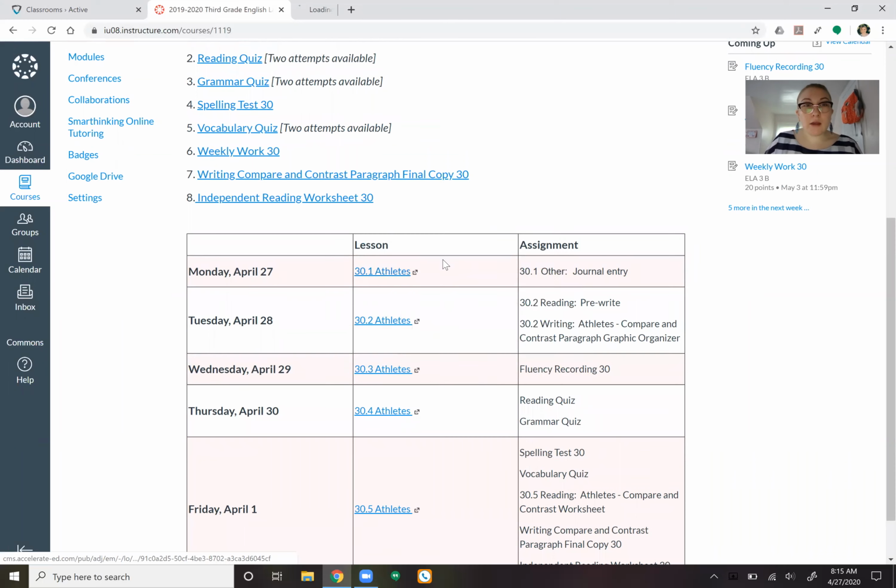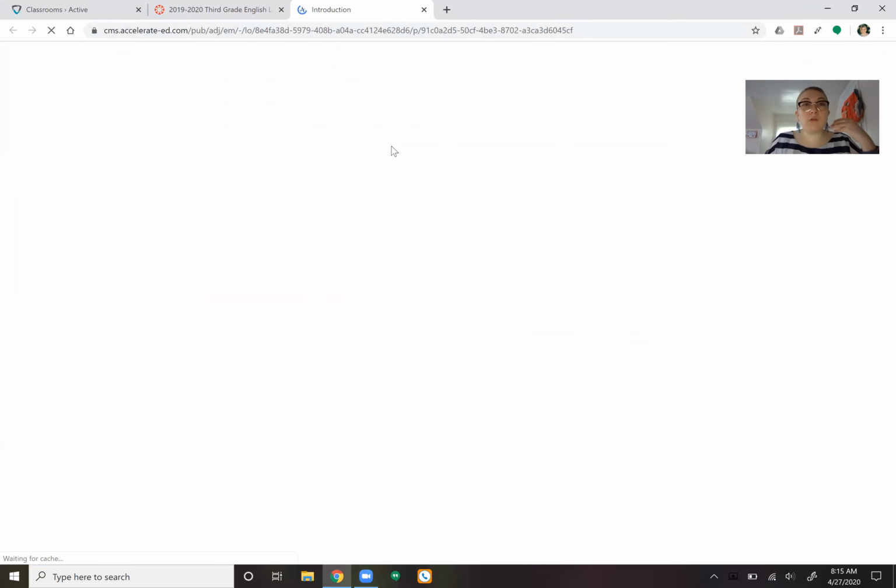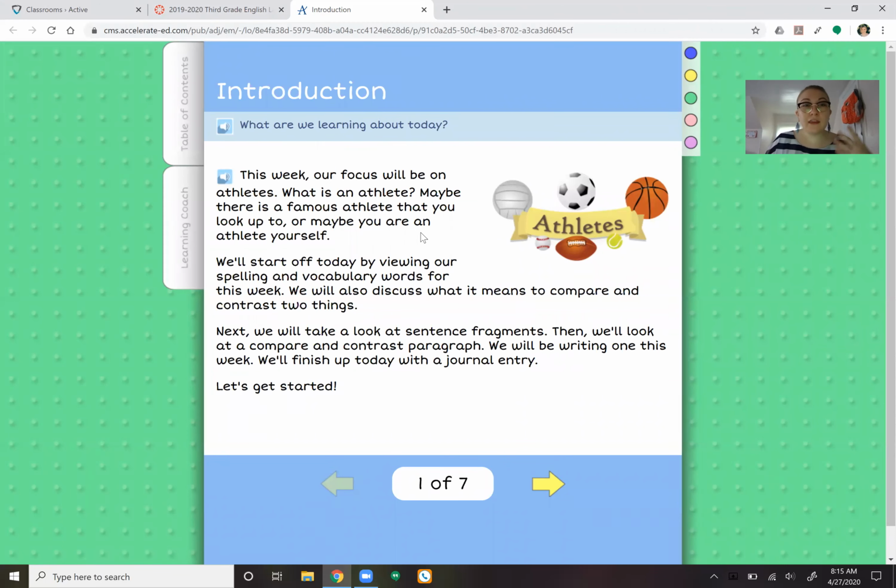But let's take a look at what we are going to be learning about this week. So we know the theme is athletes. So what is an athlete? Maybe there's a famous athlete that you look up to, or maybe you're even an athlete yourself. I know I have some dancers, I have some soccer players. We'll start off on Monday by viewing the spelling and vocabulary words for the week, and you'll practice those throughout the week then take your quiz at the end of the week.